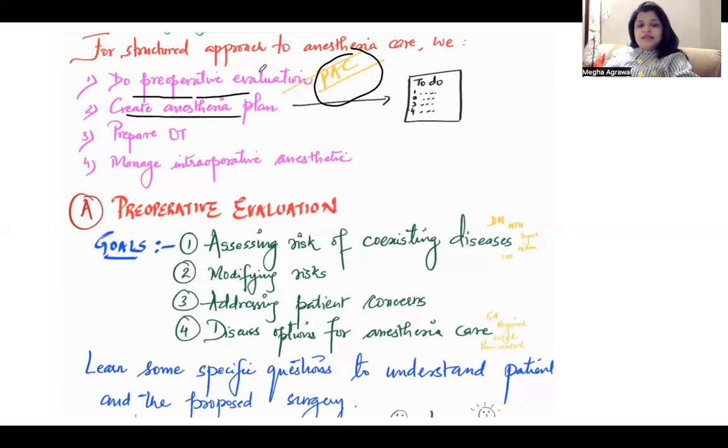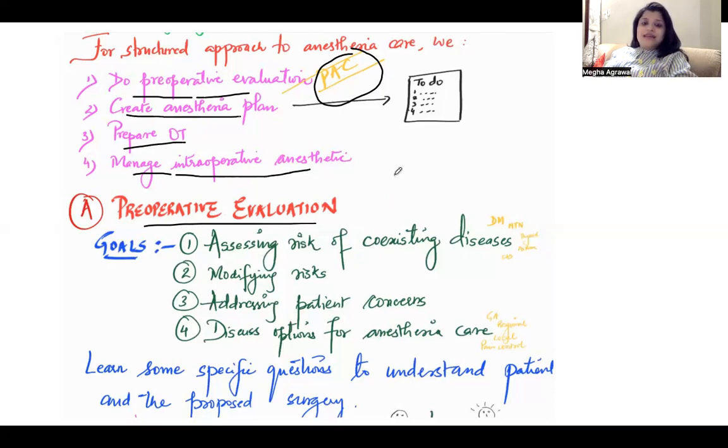Then after you have seen the patient and planned what you're going to do, you have to prepare the operation theater according to what you have planned and the patient profile. And lastly, when everything is in place, you take the patient inside the operation theater and manage the intraoperative anesthetic. So first of all, we come to preoperative evaluation. As I've said, this is the most important part during your conduct of the case, because this is what will tell you how you're going to manage the case. So that piece of sheet contains everything necessary.